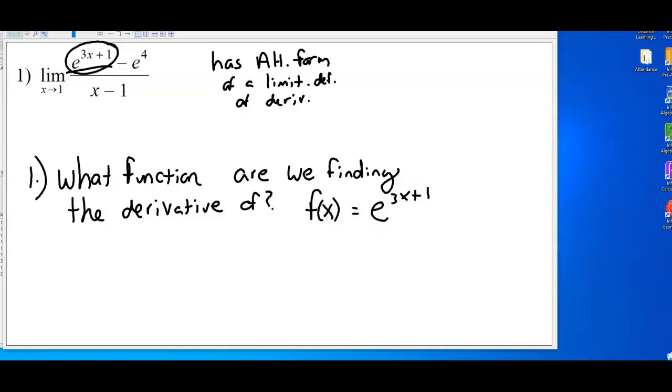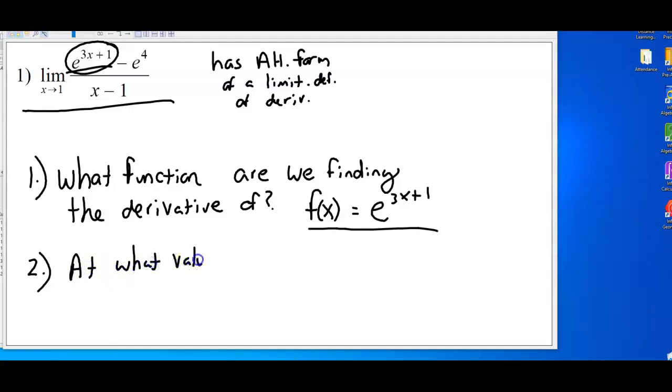Okay, so this limit here is not any old limit. That's a limit that represents a derivative. And it represents the derivative of what function? Of this function. But we're going to take it another step now. Whenever we have these, it's not just representing the derivative, but it's representing the derivative at a specific point. So, at what value of x are we finding the derivative?